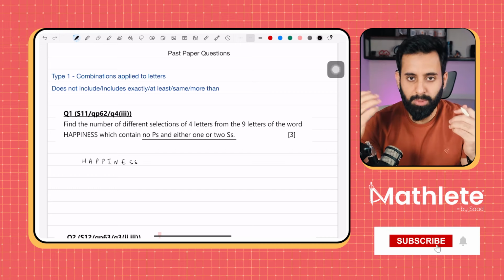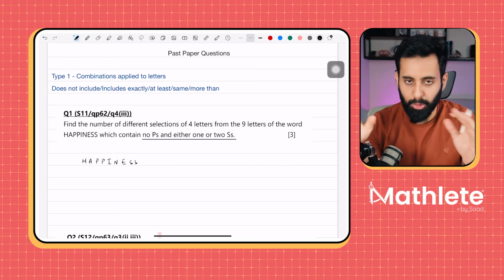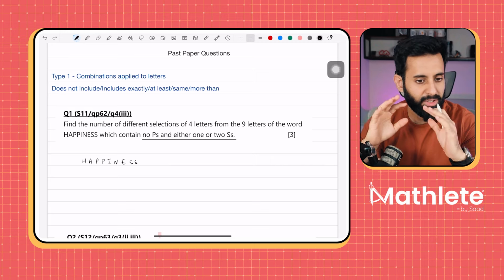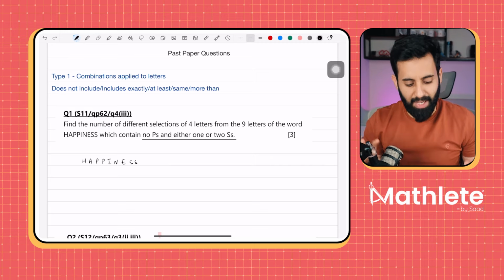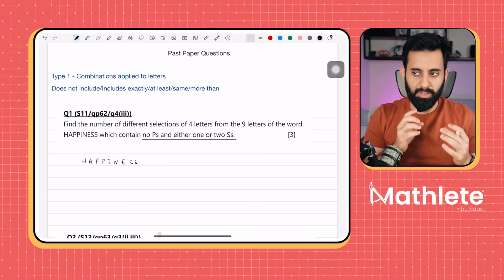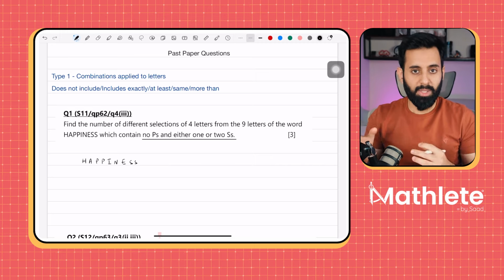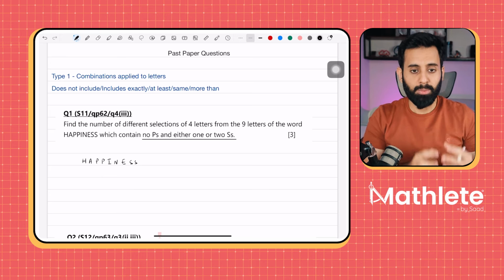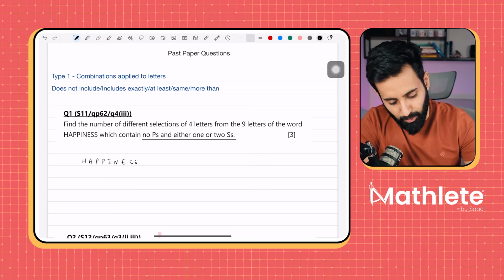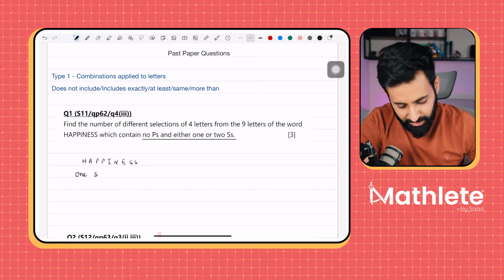Now let's pause and think about the number of possible ways. We want to have no P's, so there's only one way to meet that condition: you just have no P's at all. Then you have to have either 1 S or 2 S's. So there are 2 possibilities that apply to this question. One is that we have 1 S. And remember, no P's.